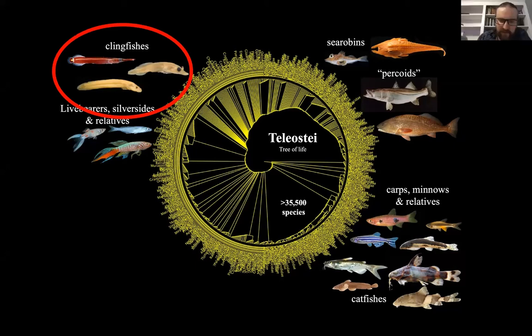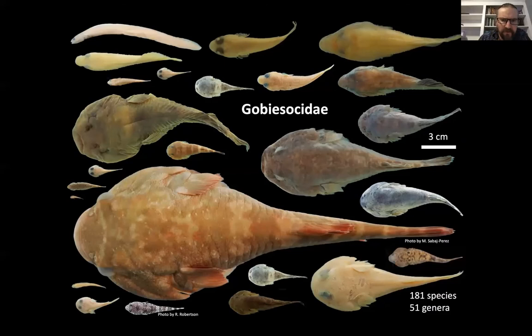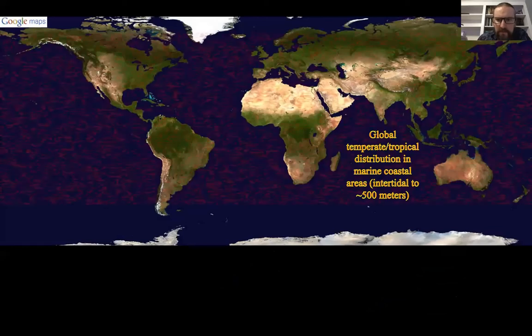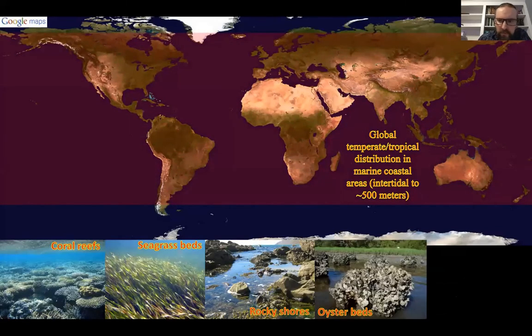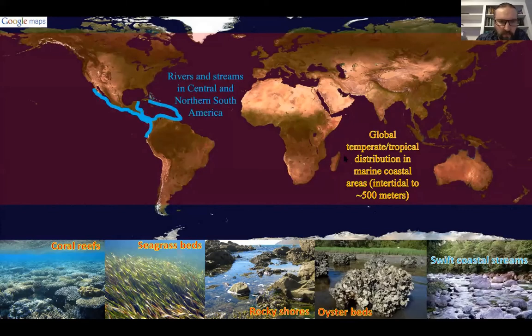Some of you might not be familiar with clingfishes, and I'm really happy to get the opportunity to introduce them to you. Clingfishes belong to the family Gobiaceae. This is a predominantly marine group of percomorph fishes that are distributed globally and in temperate and tropical coastal areas, everywhere from the intertidal zone all the way down to about 500 meters. They live in coral reefs, rocky shores, seagrass beds, and some of them actually inhabit fresh water, but only in the New World.